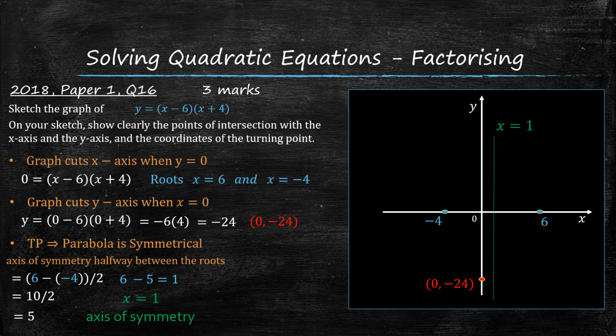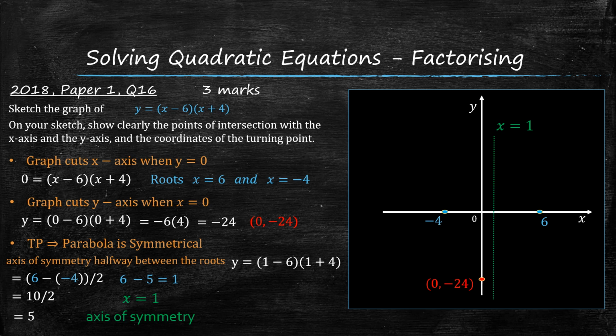So in this scenario, you can see it's fairly easy. Negative 4 and 6, half the distance between the two, well, 10 divided by 2 is 5. So half the distance, the axis of symmetry is x equals 1. Okay, so the x coordinate for the turning point is x equals 1.